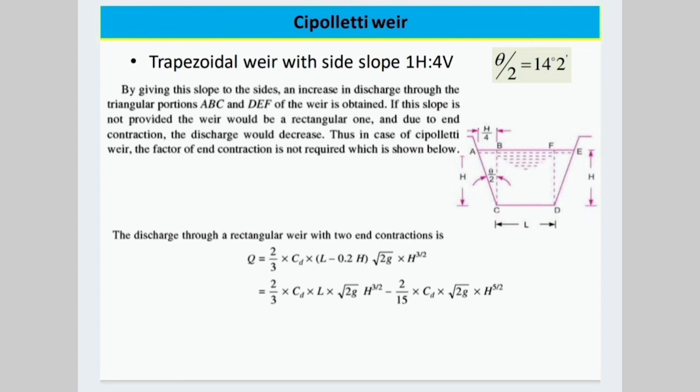If the side slopes are not provided, the weir will be a rectangular one. Then, due to the factor of end contraction, the discharge may decrease. So, this decrease in discharge can be compensated by giving such a slope to the sides.